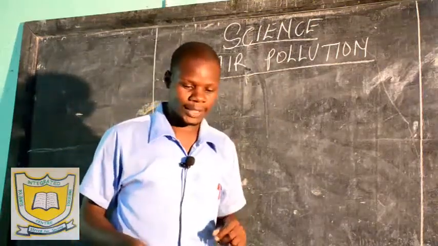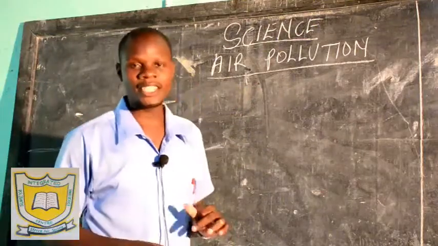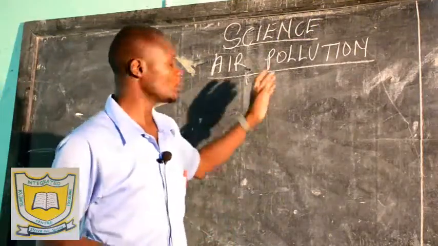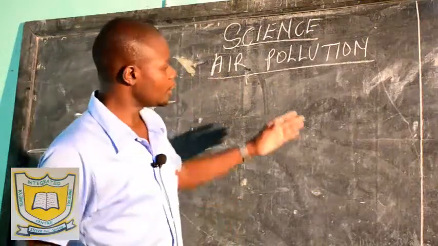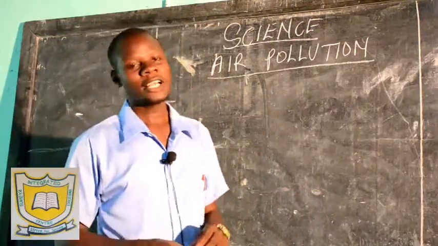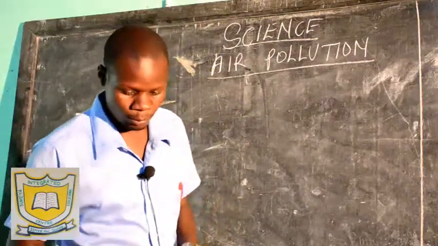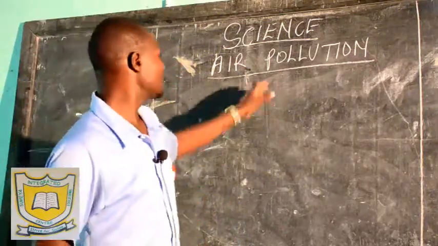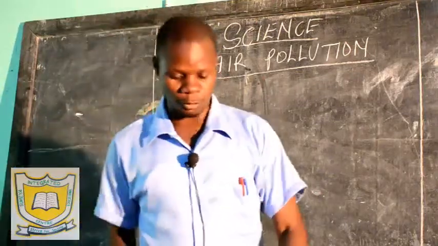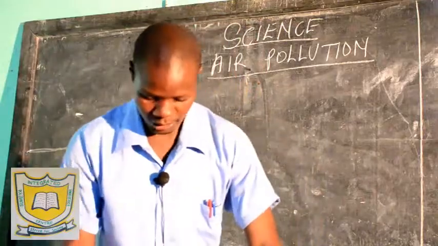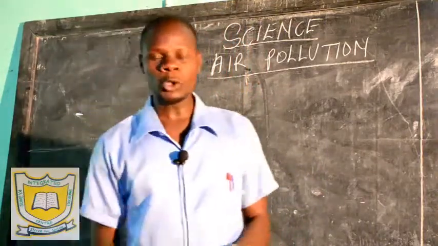Immediately to start with, we have to define what is air pollution. This is the type of pollution we want to discuss, because you remember in your standard 7 you discussed water pollution. Last time we were talking about soil pollution, and lastly we will talk about air pollution. Those are the 3 types of pollution. Now, what is air pollution?